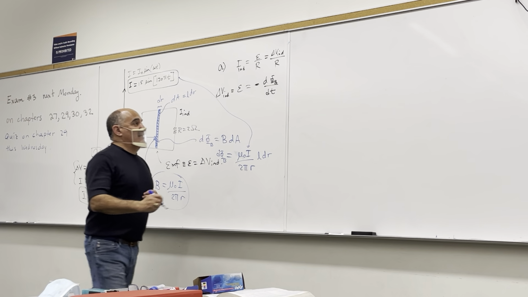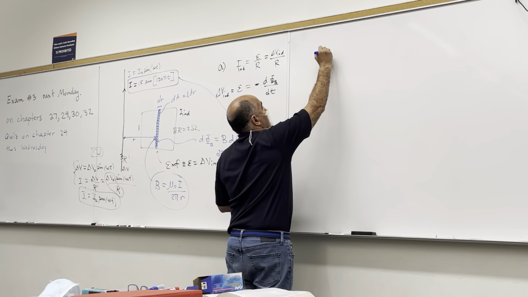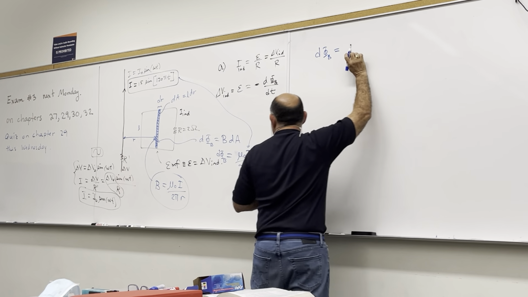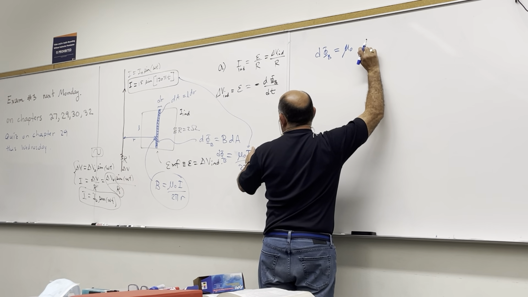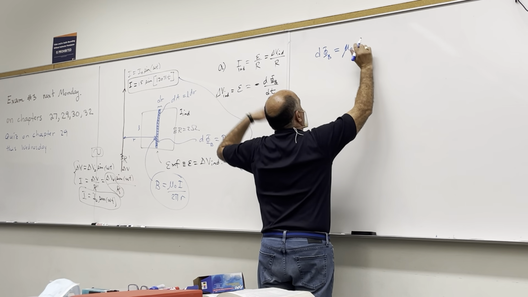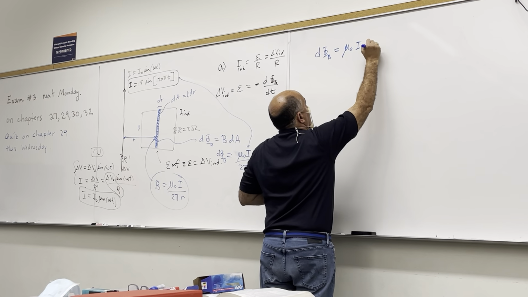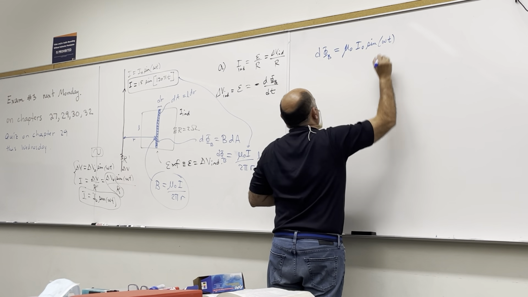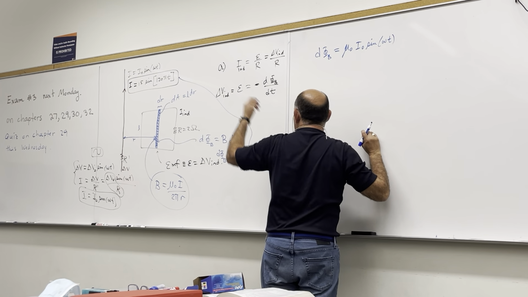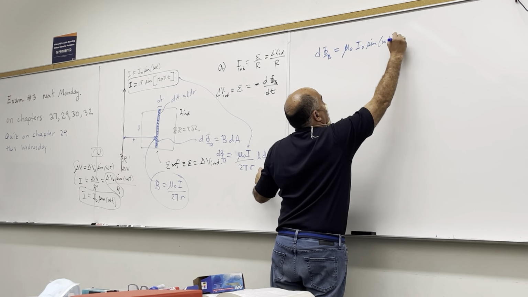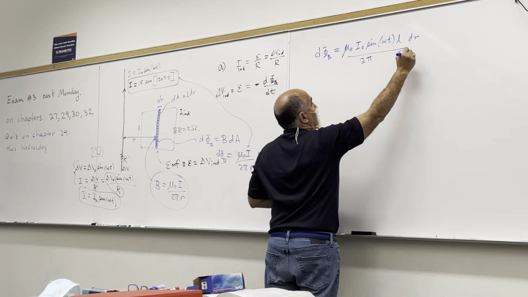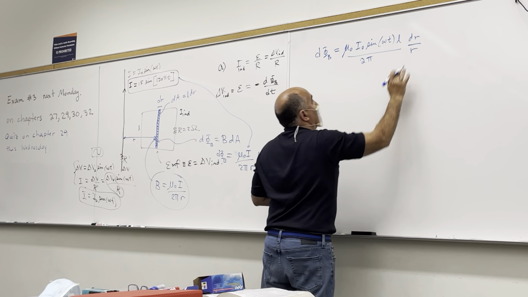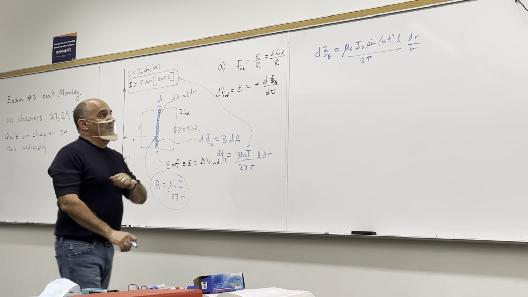So the magnetic flux through that strip is mu naught, and then the current is, I can call it I naught if you like, sine of omega t. That's the 125 times t. L dr over 2 pi r. I'll put the r over here. Yes?